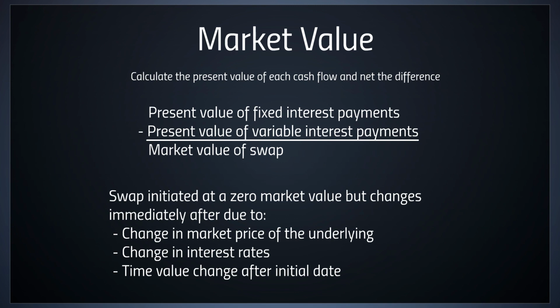And the way we calculate that value is taking the present value of one side, one leg of the swap, and taking the difference between that and the present value of the other side, or let's say the variable leg of the swap. And the net of these two will be some difference which will equal the market value of the swap. The changes that cause it to move from a zero are changes in the market price, which happen all the time, the changes in interest rates, and just the time value after the initial setup of the swap.